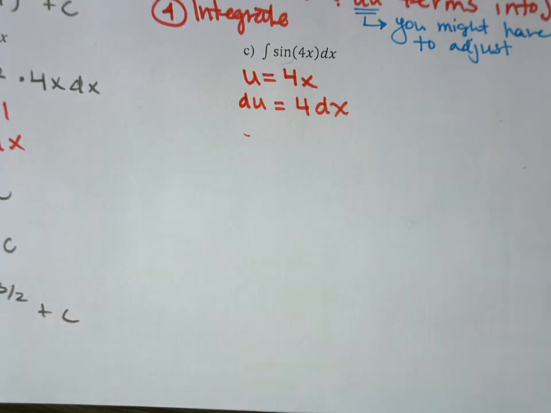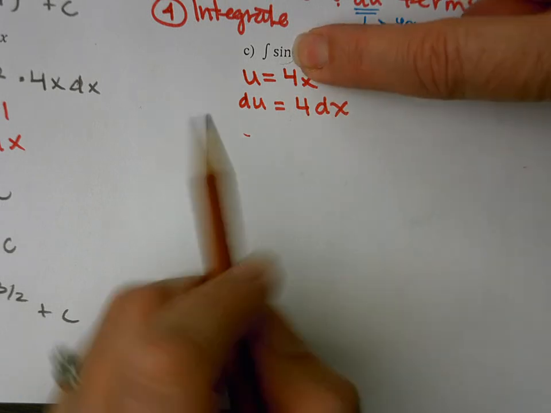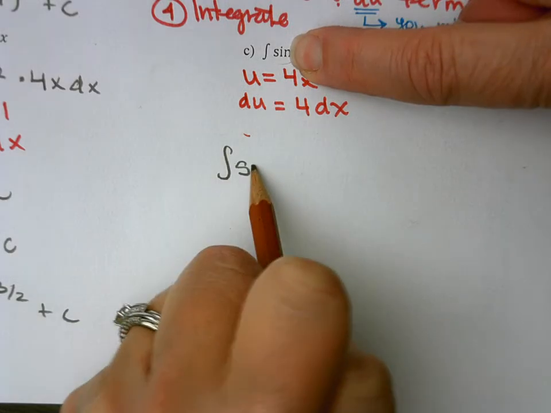Okay. All right, so now I need to do a substitution. So let's go ahead and do that. So sine is an operator, so that doesn't substitute. So that will still be a sine.